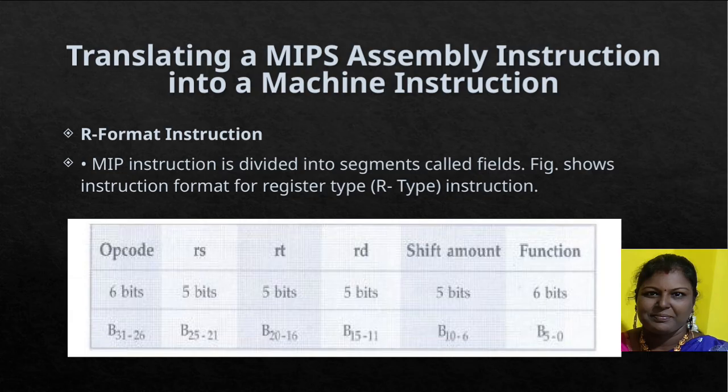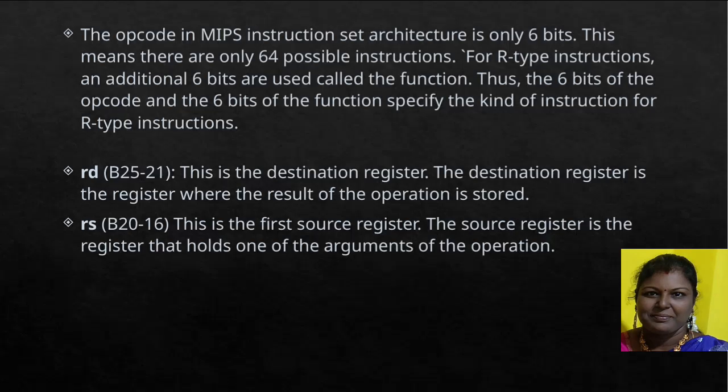In the MIPS instruction set, the opcode is just 6 bits long. That limits us to 64 possible instructions. But for R-type instructions, there's a clever twist, an extra 6 bits called the function field. Together, the opcode and function bits define exactly what the instruction does. Then, we have registers to work with. The RD field points to the destination register, where the result gets stored. The RS field is the first source register, holding one of the operation's input values.